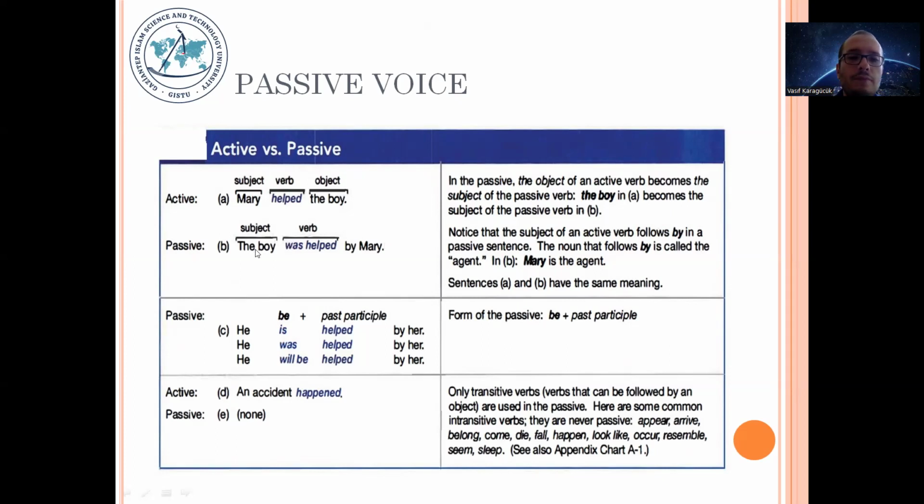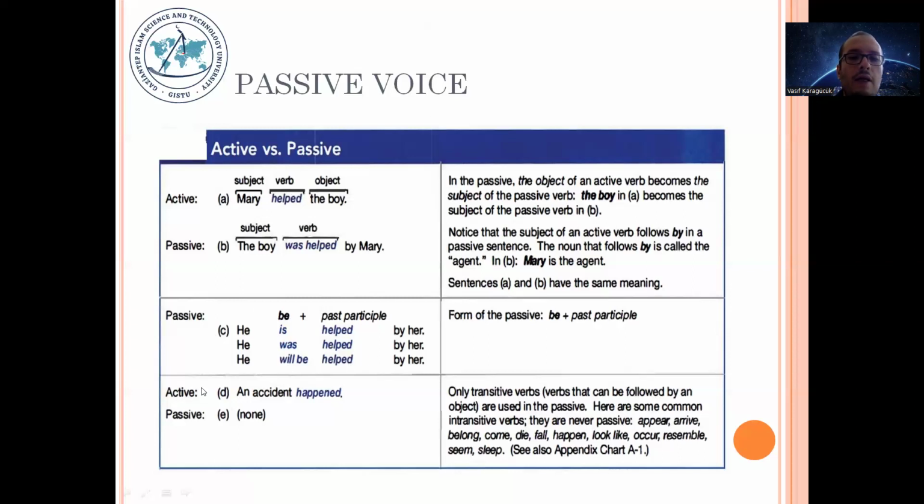In here, the object of the active sentence becomes the subject of the passive sentence, and we added be in here for the simple past tense, was, and the verb. And if we want to specify the agent, we can specify it by using by. So, the rule of the passive voice is generally like this. Be plus past participle. Like in the examples. He is helped by her. He was helped by her. He will be helped by her.